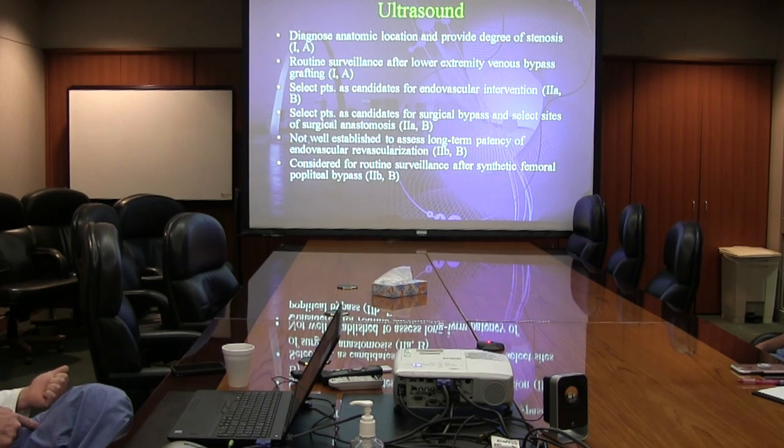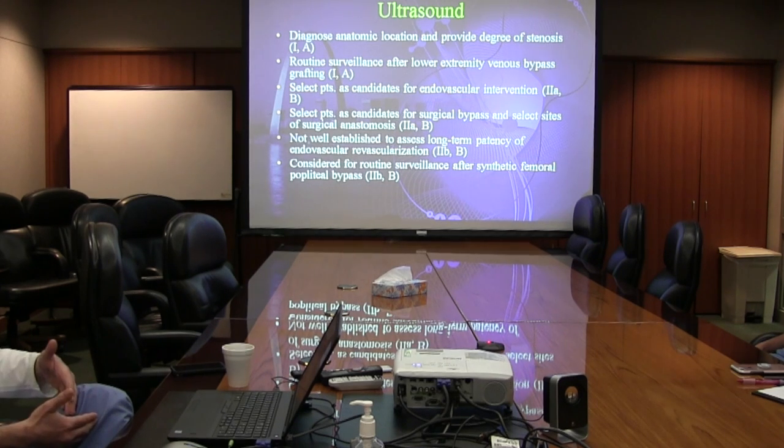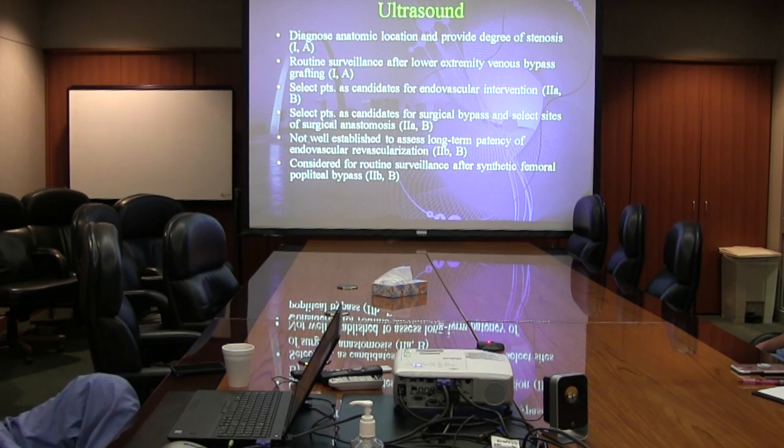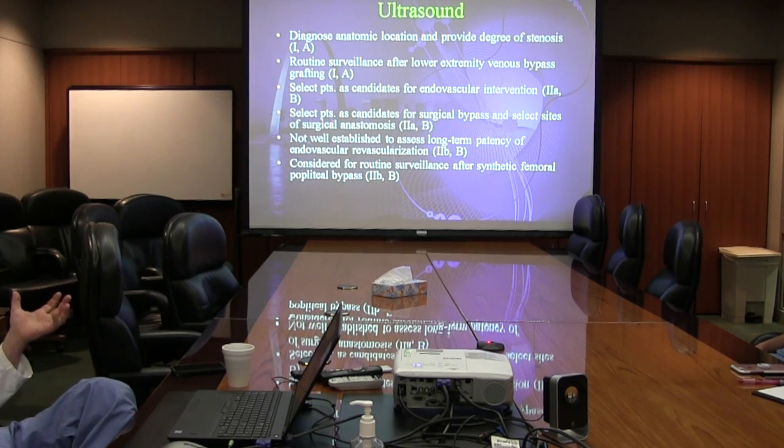Let's say the ABIs are abnormal but the graft looks pristine and I find something in the popliteal. Well, that's a different discussion. That's outflow. It's not the graft, but it still does impact the graft. Does that make sense? The ABIs will let me know the perfusion to the whole leg, and then I'm going to focus in with the duplex.